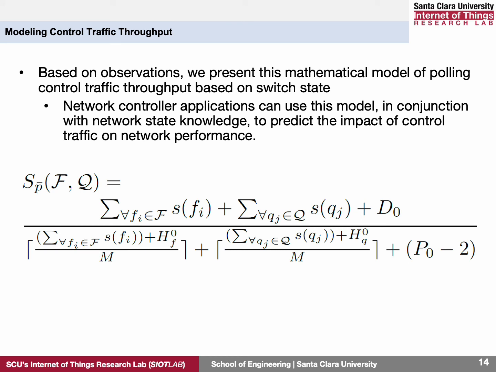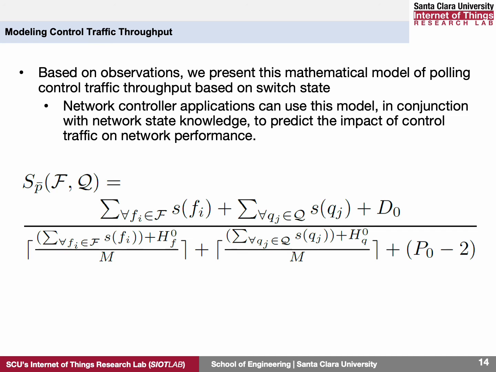Now that we have observed the effects on control traffic from flow rule configurations, flow table sizes, and queue table sizes, we can use those observations and analyses to generate a generalized mathematical model of control traffic throughput in software-defined networks. This model of control traffic throughput can be used in a wide variety of scenarios to accurately predict the amount of control traffic that will be present in the network at any time.